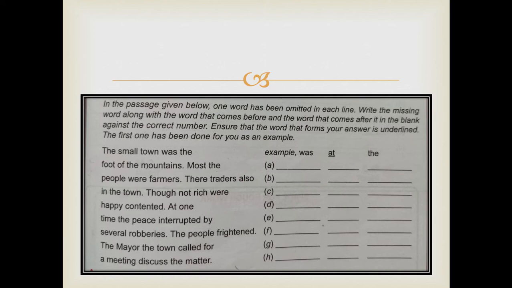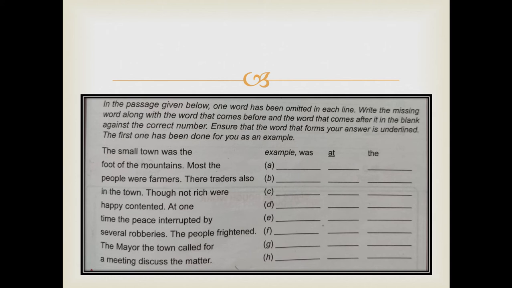Now I am reading the whole passage again just to see that it gives a smooth reading. Do we feel that it is smooth, and doesn't have any more errors? So I am reading it once again. Listen carefully. The small town was at the foot of the mountains. Most of the people were farmers. There were traders also in the town. Though not rich, they were happy and contented.